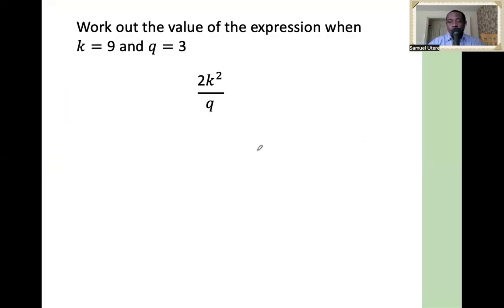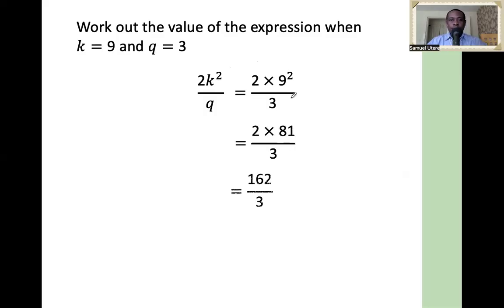But remember, do not make this mistake that students usually make. This is not going to be written as 2, then 9, and then squared. All right. So you have to remember that 2k squared means 2 times k squared. And even this k squared can be written as 2 times k times k. So when we do our substitution, this is what we'll get. And we'll get 2 times 81.